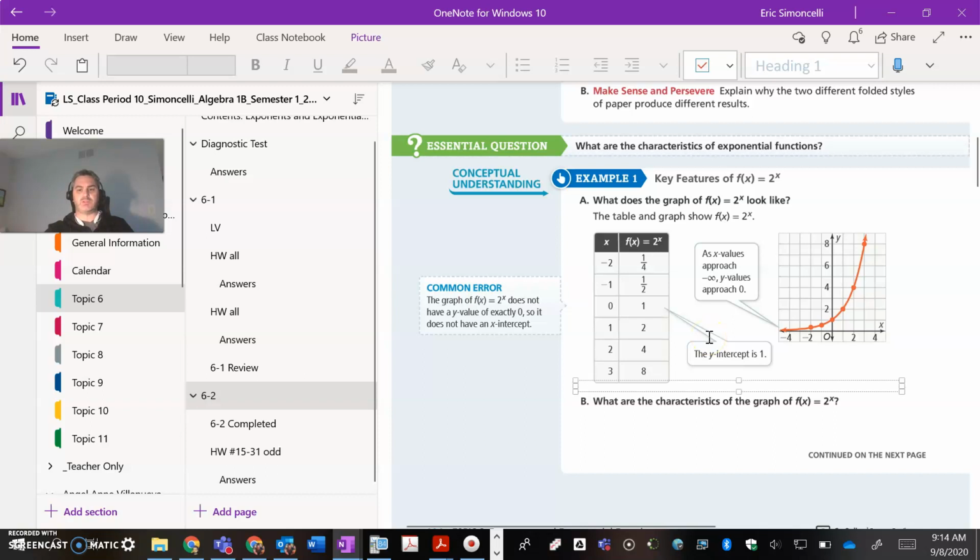It's going to express a characteristic really of all exponential functions of this nature. The y-intercept is 1. In other words, where does the graph cross the y-axis? Well, (0, 1), and we see there 1. For part B, what are the characteristics of the graph?